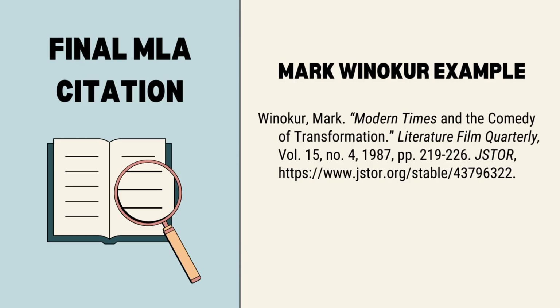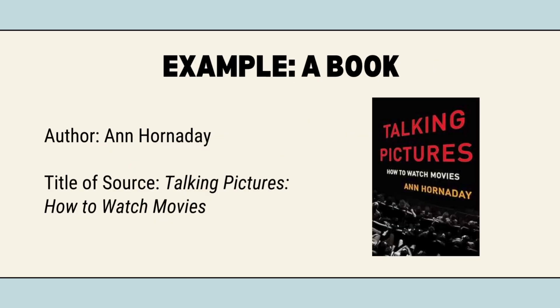Then we have the title of the journal, followed by the volume number and issue number. Volume number is capitalized, issue number is not. Then we have the year of publication, the pages the article can be found within the journal. Then we have our second container, the database JSTOR, and the stable URL.